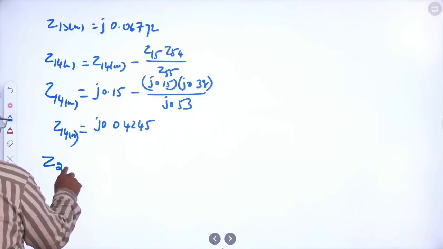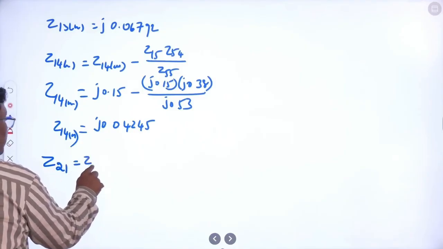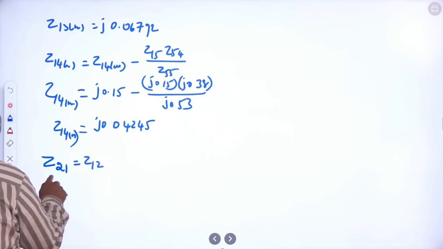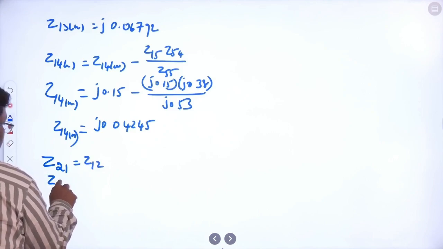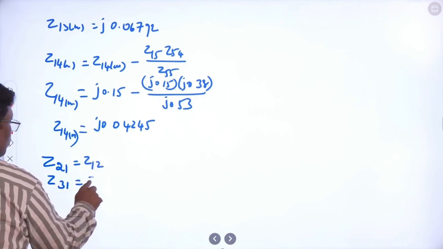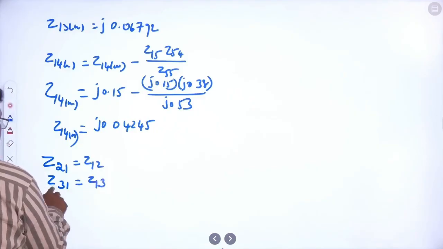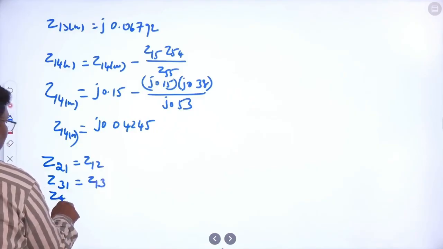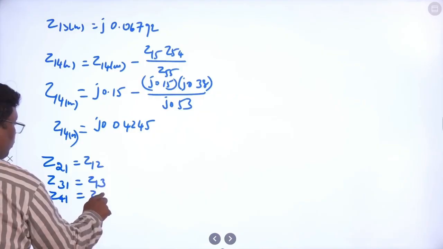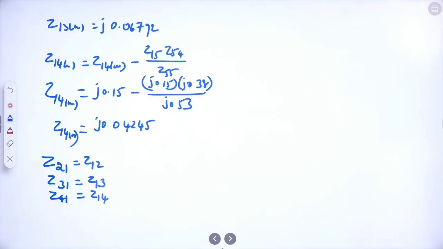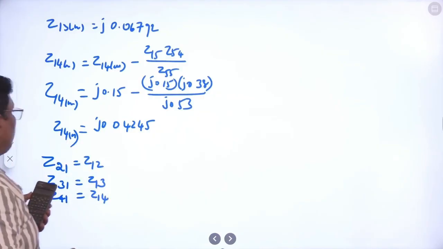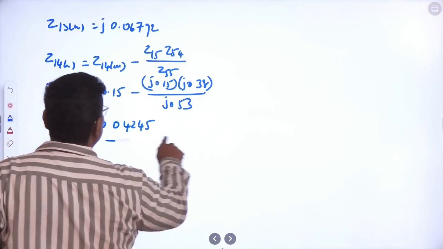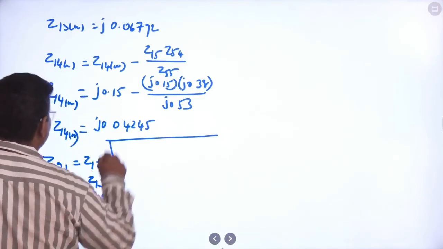So Z21 equal to Z12. Clear? Next, Z31 equal to Z13. Next, Z41 equal to Z14. Okay. So next, we will find out what is the value of Z22 and Z23.